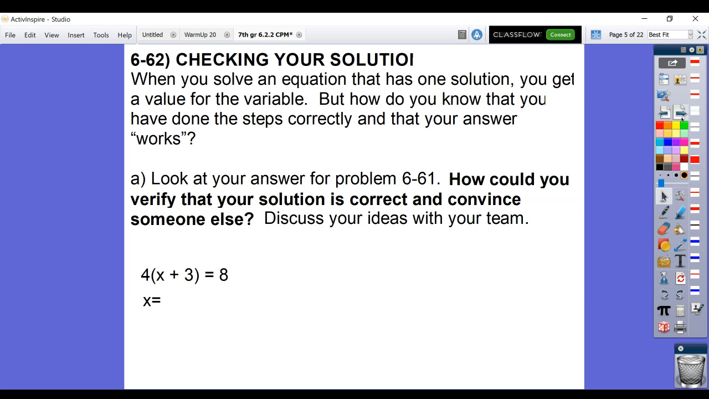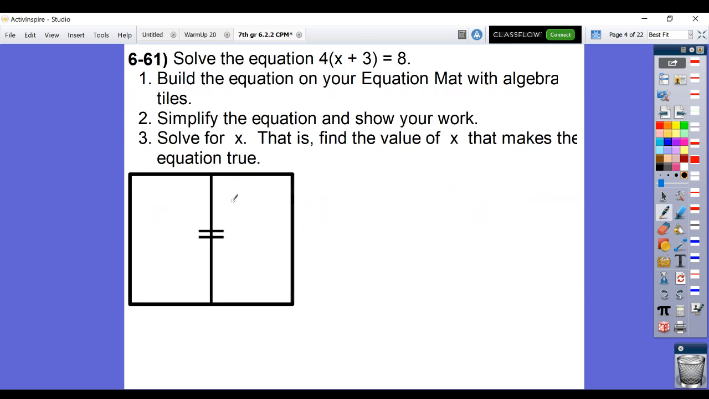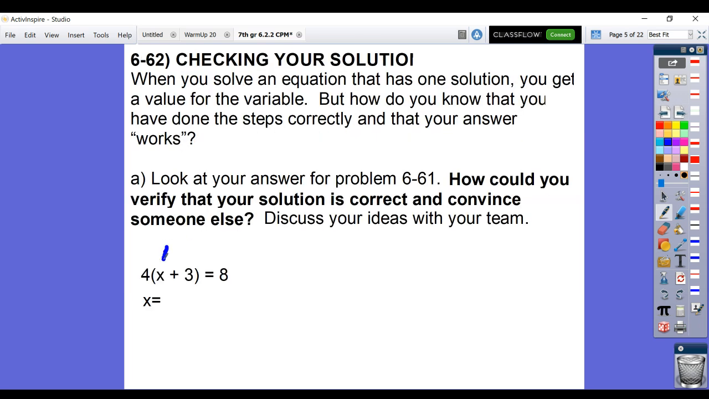Okay. For 662, they remind you that if you solve an equation that has a solution, you get a value for the variable. How do you know that you've done the steps correctly and your answer works? Again, the idea is that you can put in your value of x into the original equation and prove that when you take, in this case, 4 times the quantity x plus 3, it does indeed equal 8. In other words, look at your answer that you just got here and replace x with what you feel x is once you've solved it, and then based on that, prove that 4 times the quantity x plus 3 does equal 8 by showing your steps and showing your check.